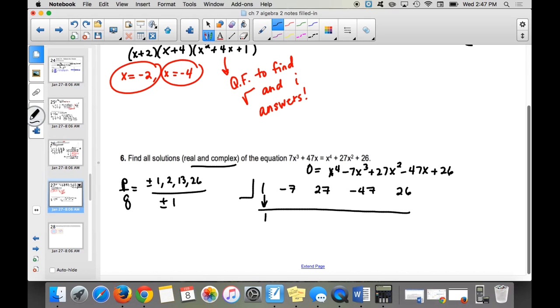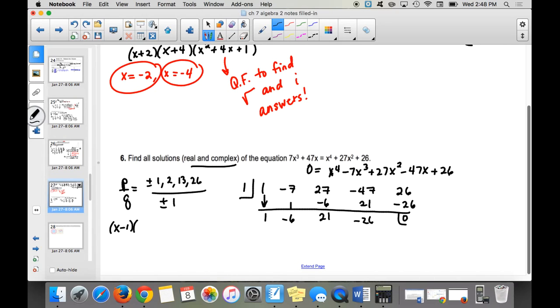Jacob, you get one that works? Nick, which one? He says 1 works. All right, let's try it. So if I have 1, 1 times 1 is 1. Add straight down, I get -6. 1 times -6 is -6. 21, 21. It does work. He's right. -1 works as well. Well, that is going to be very handy for us, right?